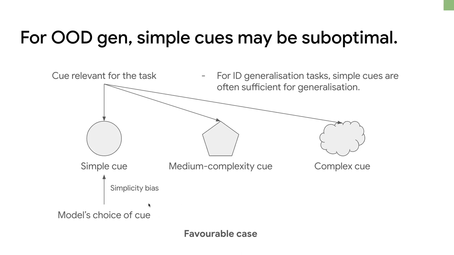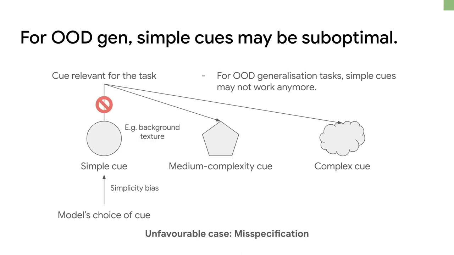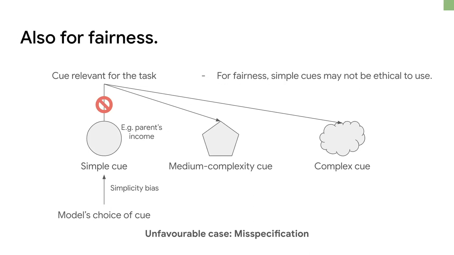And that corresponds to a lot of deep learning scenarios that we consider. But for OOD generalization, sometimes the simple cues are the ones that hinder good generalization. So in that case, it's bad.